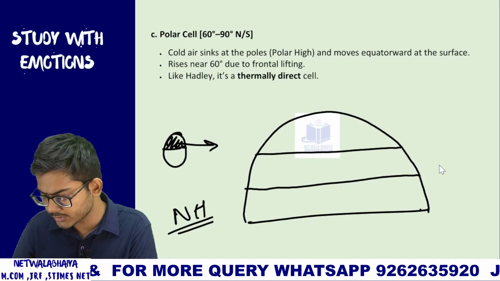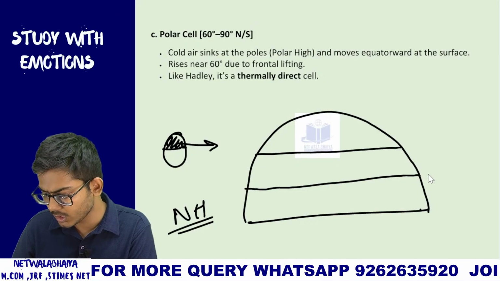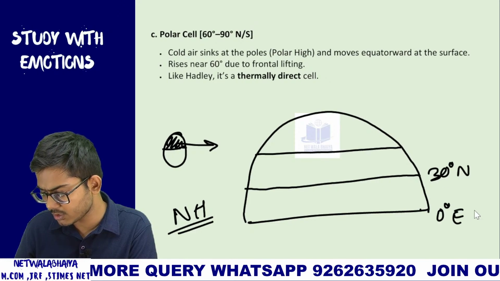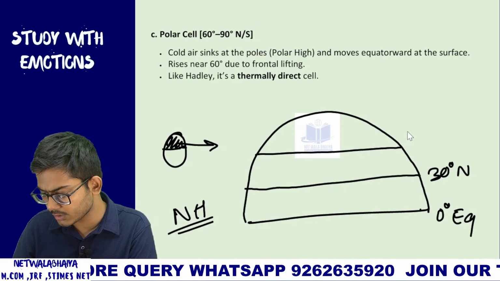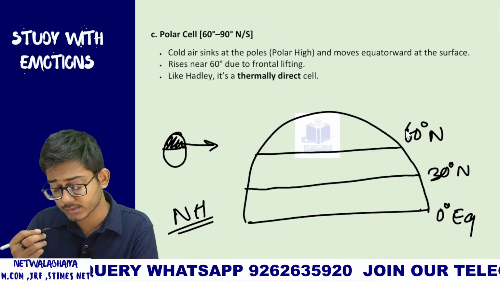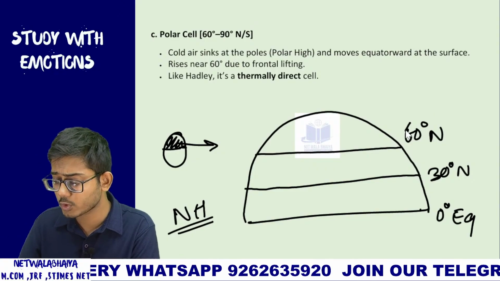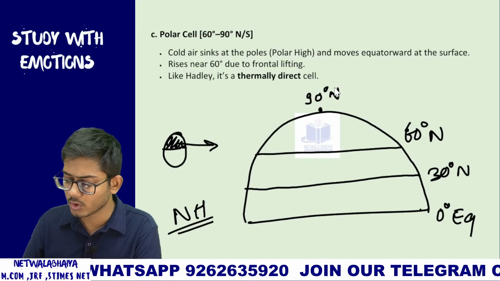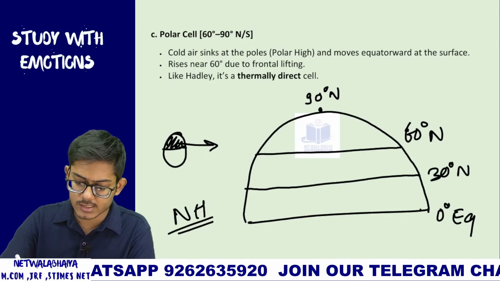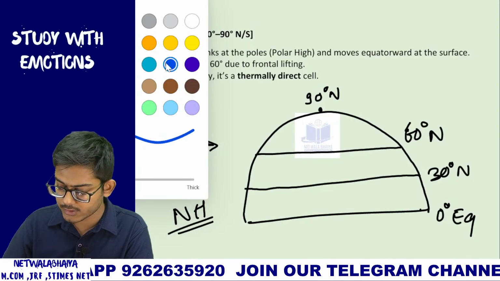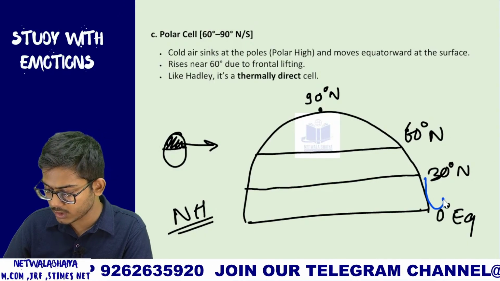Fine. So this is about 30 degrees north. This is your 0 degree equator. Then we have the 60 degrees north, that is the Arctic Circle, the 66.5 to be more precise. And here is your North Pole. Okay, so now we have 3 cells that are working here, and the first cell that we have working is called the Hadley cell.